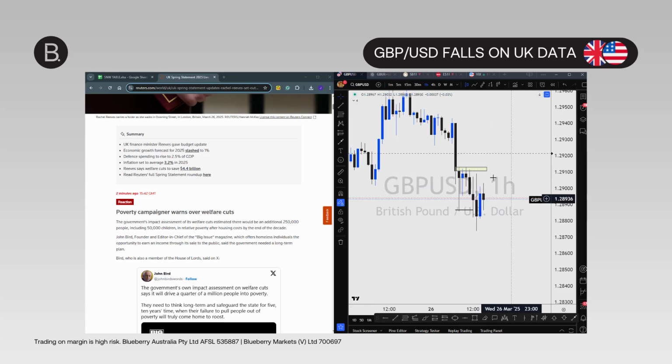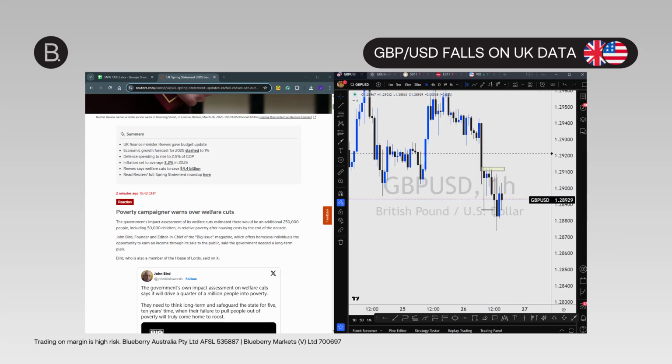So looking at what's happening here, what is going on in terms of fundamentals? Well, we can see that we've had the latest impact from the spring statement from the Chancellor in the UK. UK Finance Minister Reeves has given us that budget update. So in summary, we've got economic growth forecast slashed to 1%. That is down from 2%, so it's been slashed in half.